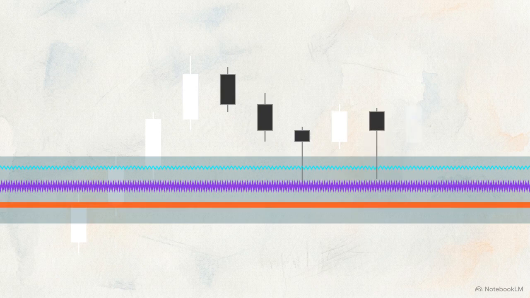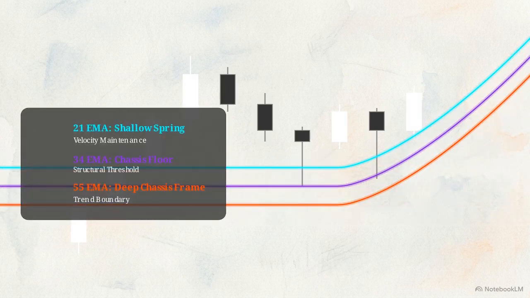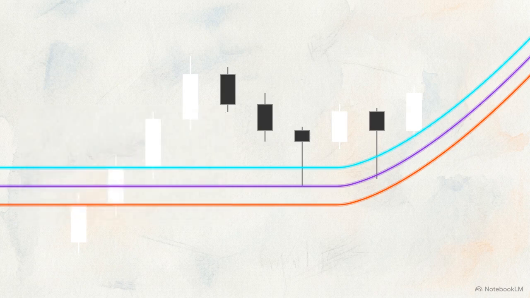The DRW Kinetic engineering model utilizes three specific layers: the 21, 34, and 55 exponential moving averages. These EMAs are calibrated to represent specific load limits. Each line serves as a structural threshold that dictates how the vehicle should handle various market velocities.